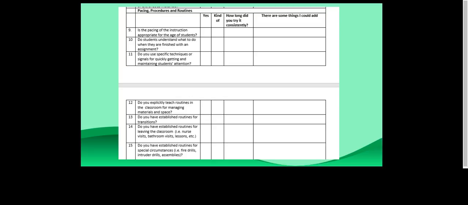Do you have established routines for transitions? Do you have established routines for leaving the classroom when a student needs to go to the nurse or use the bathroom or perhaps go to a music lesson? Do you have established routines for special circumstances, fire drills, intruder drills, or something as simple as another teacher coming to the door and requiring your attention?